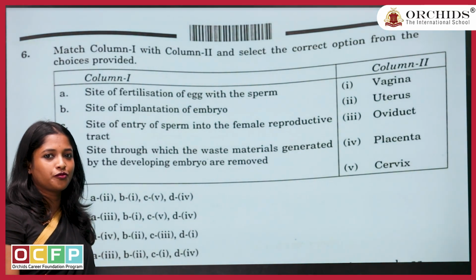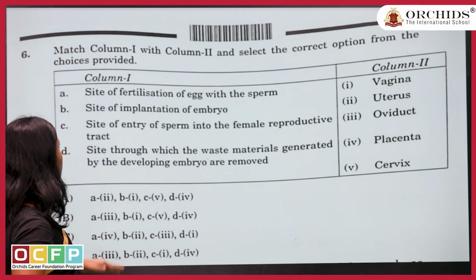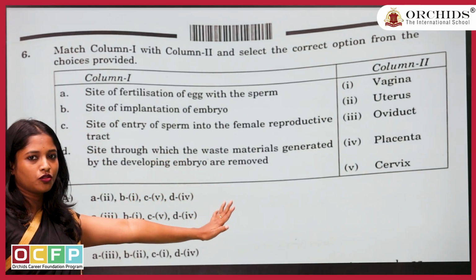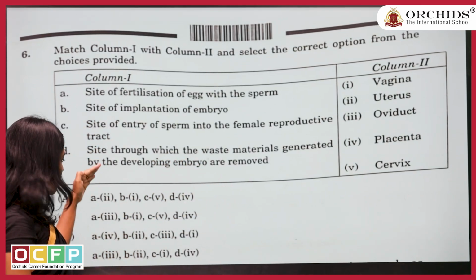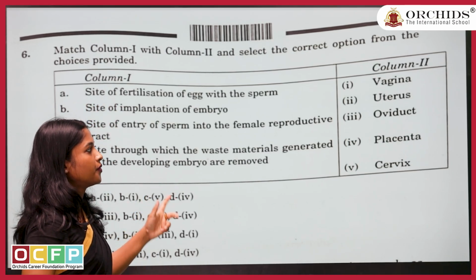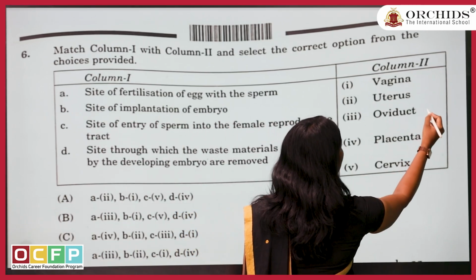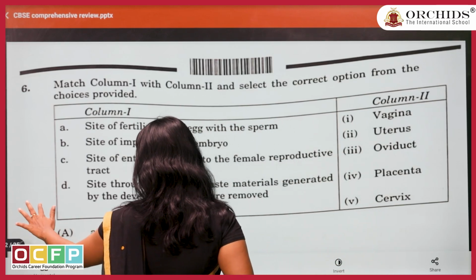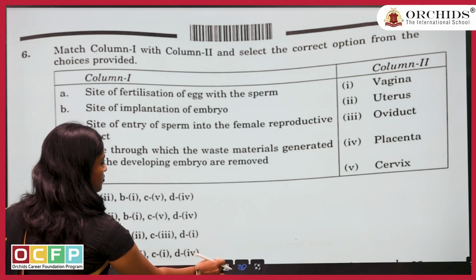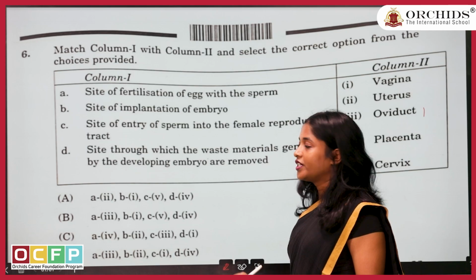So the first question of biology, you can see it's a match the following. Column 1 and column 2 is given. We will segregate first what is there in column 1 and what is there in column 2, then we will combine and find out the answer. So site of fertilization of egg with the sperm. This happens in the oviduct.